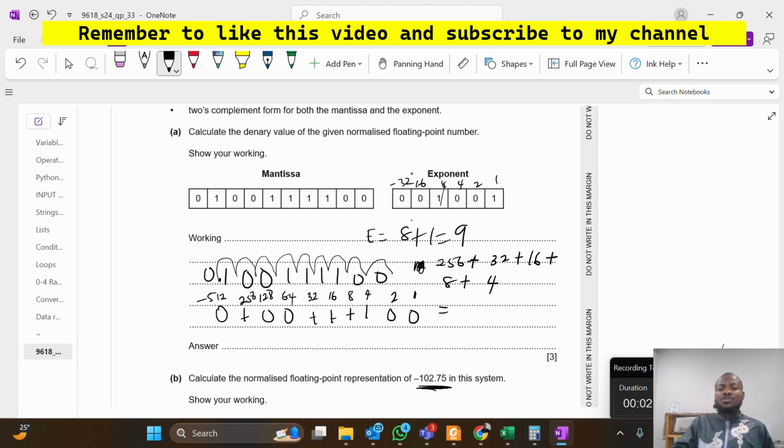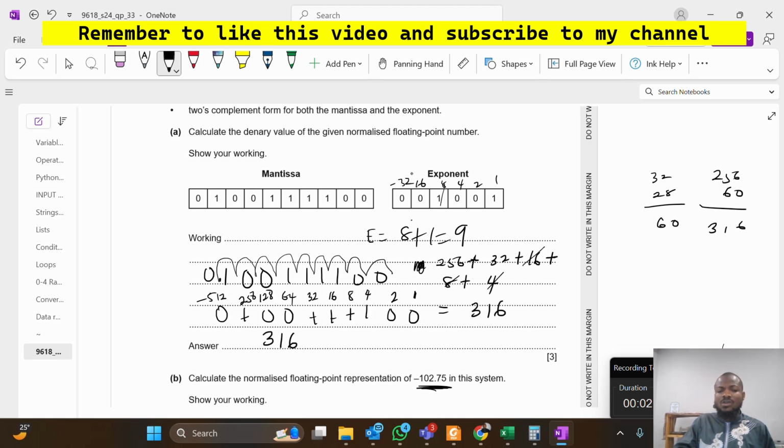The use of calculator is not allowed, don't forget. So 16 plus 4 is 20. 20 plus 8 is 28. So 32 plus 28 should give us 60. Then 256 plus 60 is 316. Okay. So the answer is 316. So you come back here to this answer space and write 316.